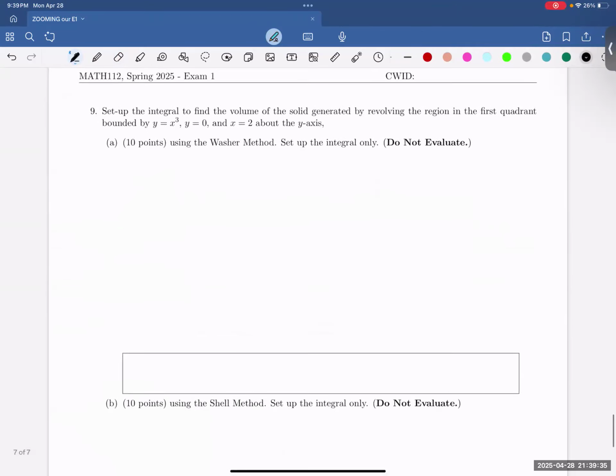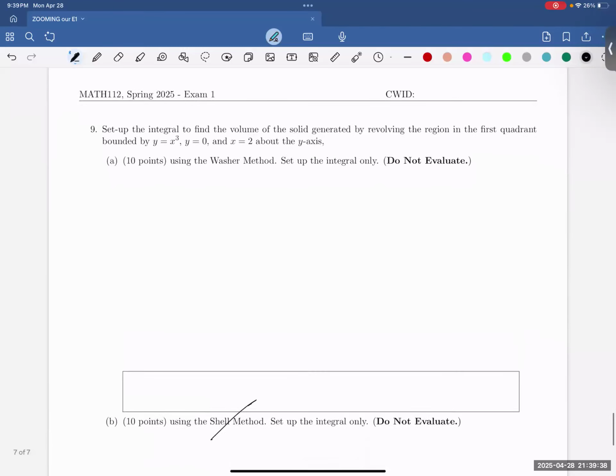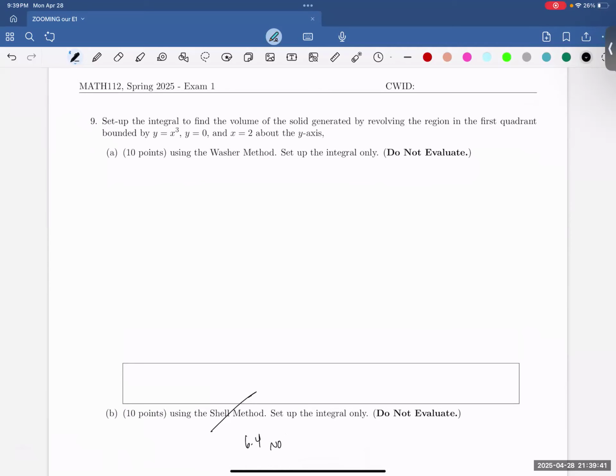Volume of the solid. Okay, so we don't need shells for the shell method. It's not on your exam. That's 6.4. Not. Exam: set up an integral for the volume of the solid generated by rotating the region in the first quadrant bounded by y equals x cubed, y equals 0, and x equals 2. So let's see. Y equals x cubed, y equals 0 is the x-axis. X equals 2 is somewhere over here. And then y equals x cubed.